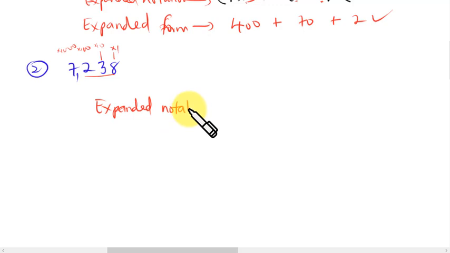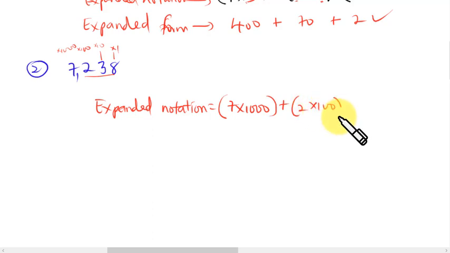So we have expanded notation, and this is going to be 7 times 1,000. So that is the first one, plus then the 2 also belongs to the hundreds. Then we say plus 3 belongs to the tens, and we say plus 8 belongs to the ones. So we say 7,238. All right, so let's go on to simplify this to get what we mean by the expanded form.